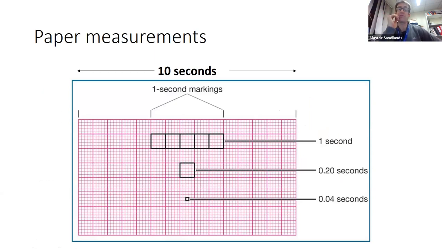We now need to look at the paper measurements. So we should know that 1 second will be 5 squares, meaning each large square will be 0.2 seconds. And therefore, each small square will be 0.04 seconds or 40 milliseconds. So that is important when we're looking at the signals and measuring the length of signals to see if there's a problem in the heart.